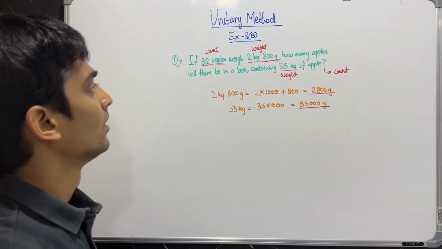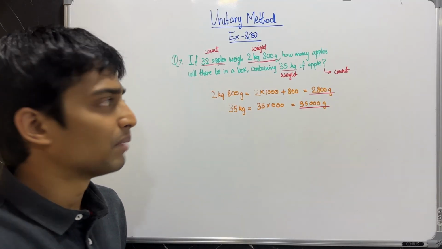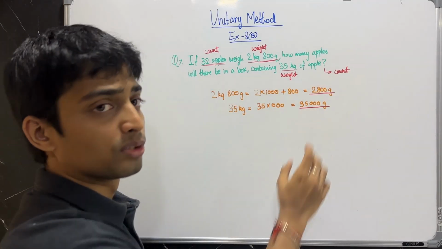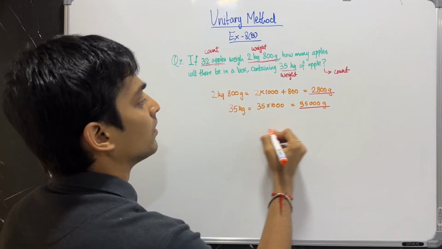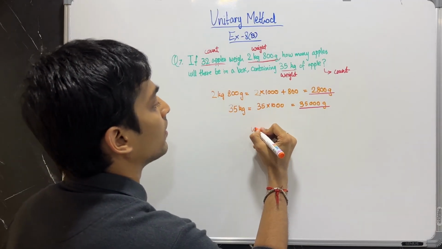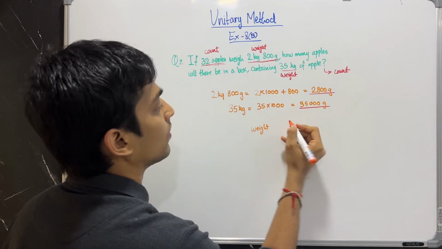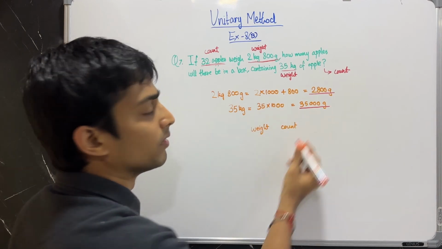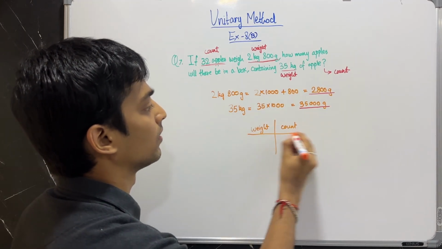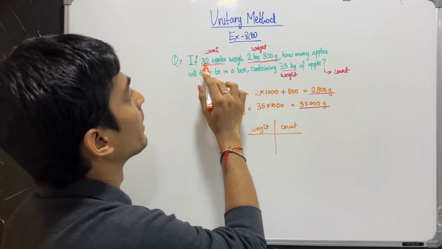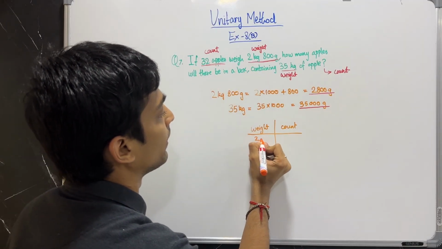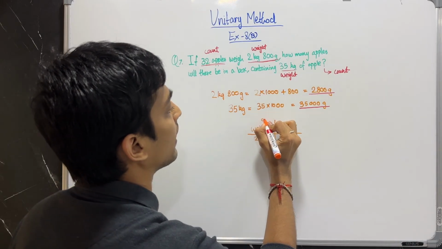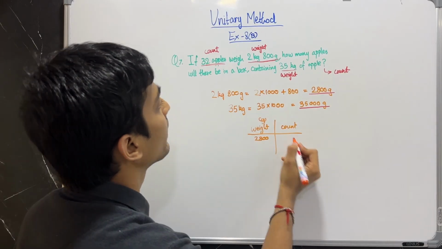Now, let's make the table. We want to find the count, so the count column will come on the right side. Weight, count. Simple table. What do we have? 32 apples, 2800 gram. So this is gram, and count is 32.